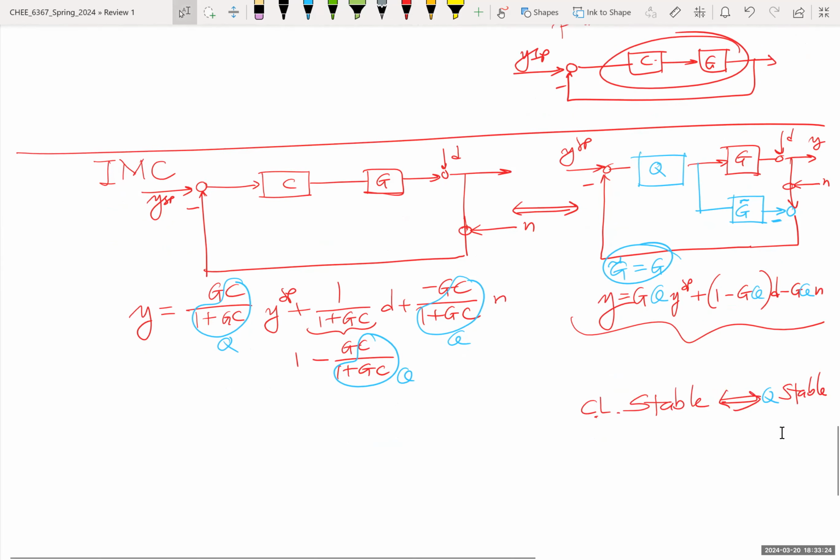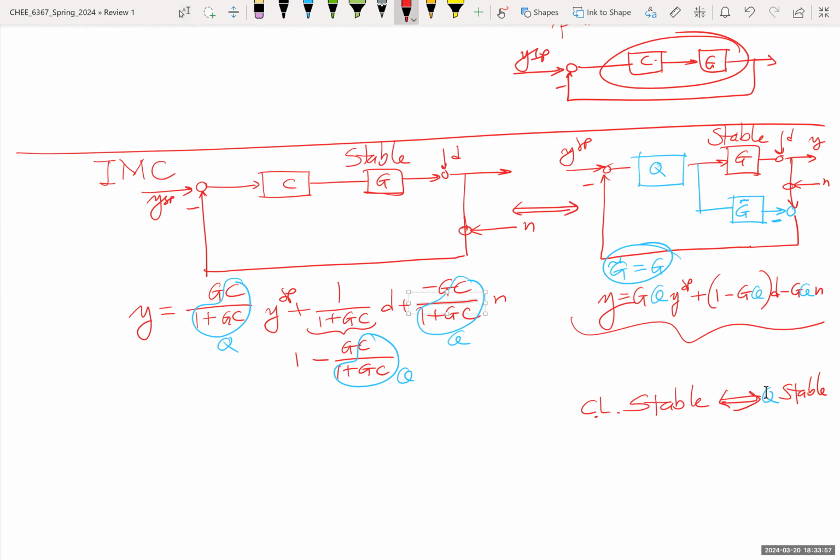So why is it that if Q is stable, the closed loop is stable? Well, G is stable, as we said already several times. Let me emphasize it one more time: it's for stable plants. So this is stable times stable, stable. One plus stable is stable. You just multiply stable things. If Q is stable, the closed loop is stable. And it's necessary: if the closed loop is stable, Q must be stable.